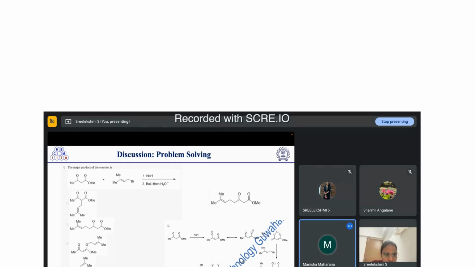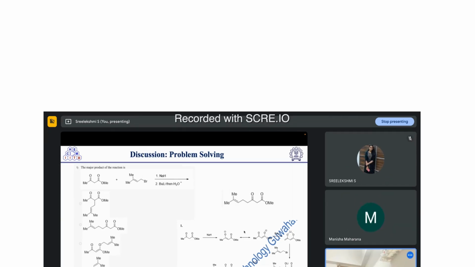I didn't get your question. Can you repeat once? After abstracting the methylene hydrogen atom, that minus charge gets delocalized over the ketone and also the ester group. Either it can delocalize over this ketone, which will result in this, or it can delocalize over this ester, which will result in this.